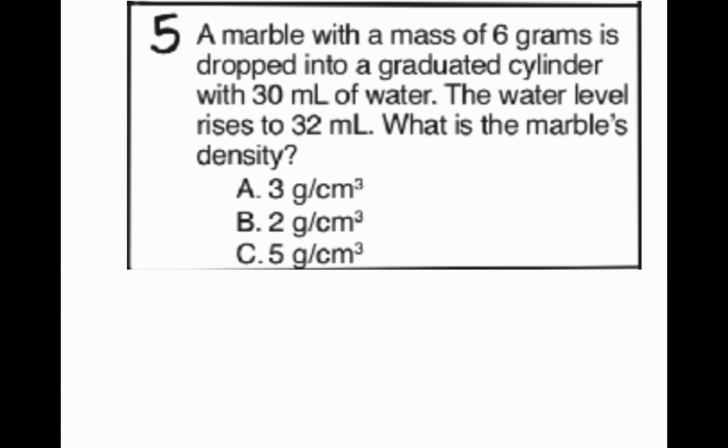Number 5. A marble with a mass of 6 grams is dropped into a graduated cylinder. We have 30 milliliters of water there. Then the water level rises to 32 milliliters. What is the marble's density? So remember, density is still mass divided by volume, but we've dropped the marble into some water. So we've got some displacement going on here. So we need to say 32 minus 30. And so that's going to leave us with 2 milliliters. And remember, it's mass divided by volume. So 6 divided by 2. And so our answer is going to be A. 6 divided by 2 is 3. And so our answer should be A for this question.